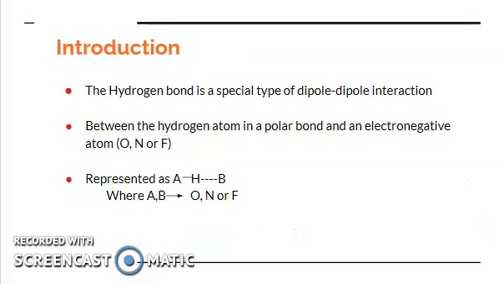So this hydrogen bonding is a special type of dipole-dipole interaction between the hydrogen atom in a polar bond and an electronegative atom such as oxygen, nitrogen or fluorine. And this is represented as shown. AH, the hydrogen of the AH compound, is showing a weak bond. The broken line indicates it's a weak bond with compound B, where the A and B show oxygen, nitrogen or fluorine.